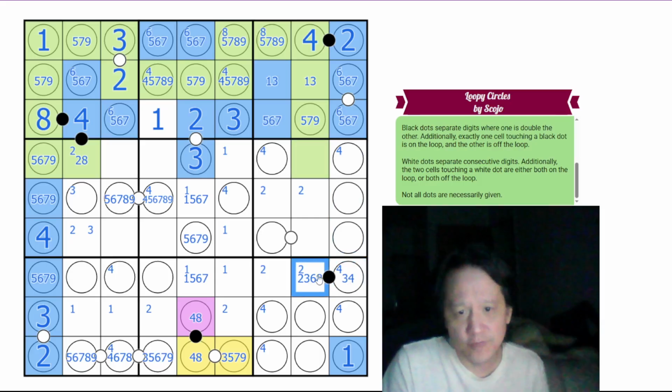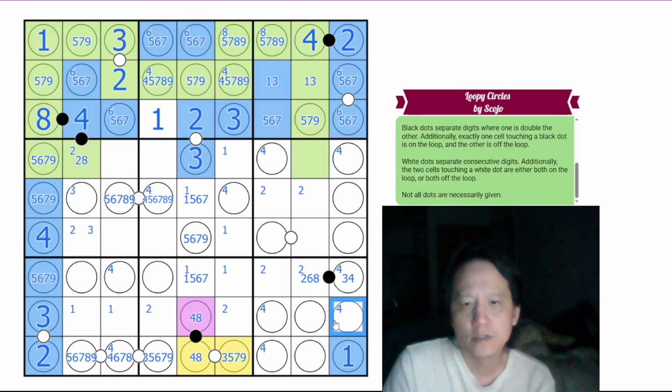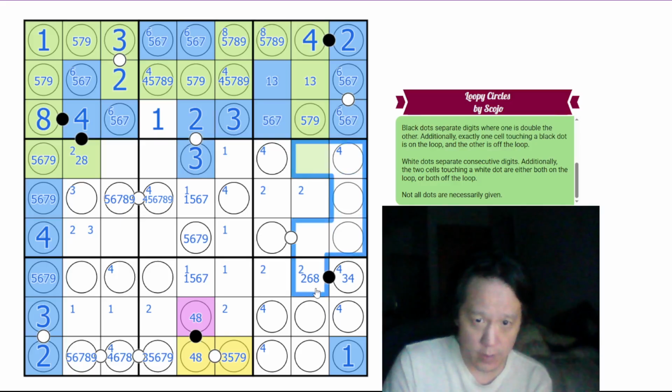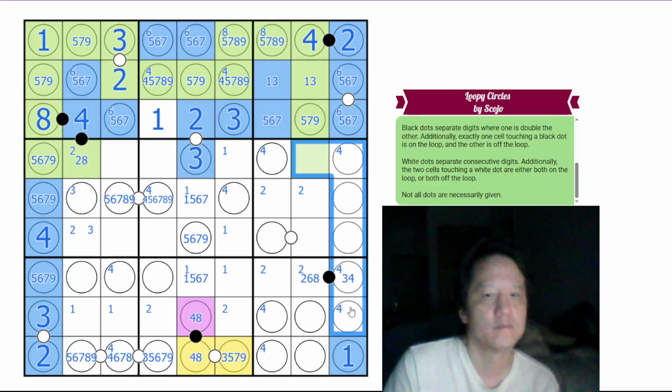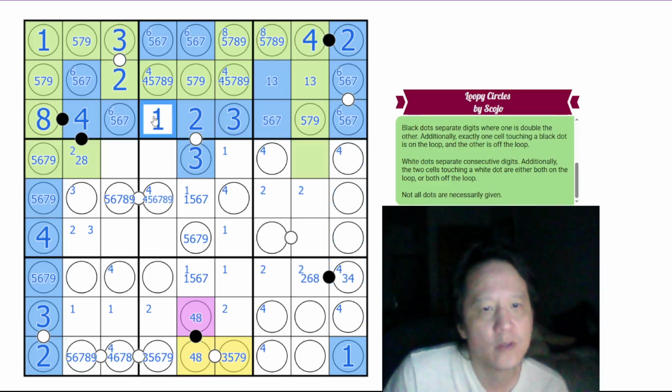This is 3 or 4, which would be next to 2, 6, or 8. You could have 3 going that way, and going that. You could have going that way. You could have it all going there. That's fine, too. This is not on the loop.